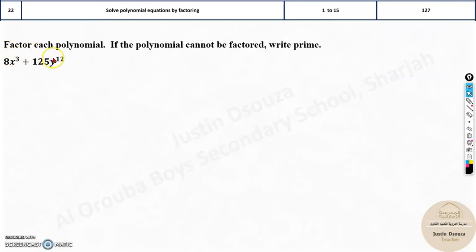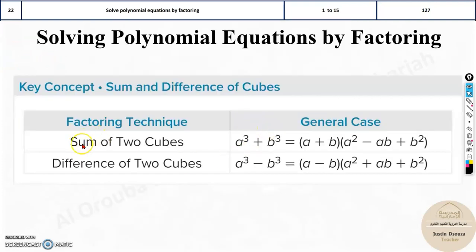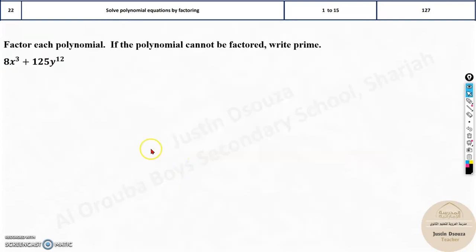we need to factor each polynomial. If the polynomial cannot be factored, write prime. Now look over here, 8x cubed plus 125y to the power 12. Now when you look at this, look at the highest degree, that is 12. Look at the lowest degree, it is 3. So what you must understand in your mind is, you need to get in terms of cube, because then we can use the cube formula. Just now we saw, right? Sum of cubes or difference of cubes formula.